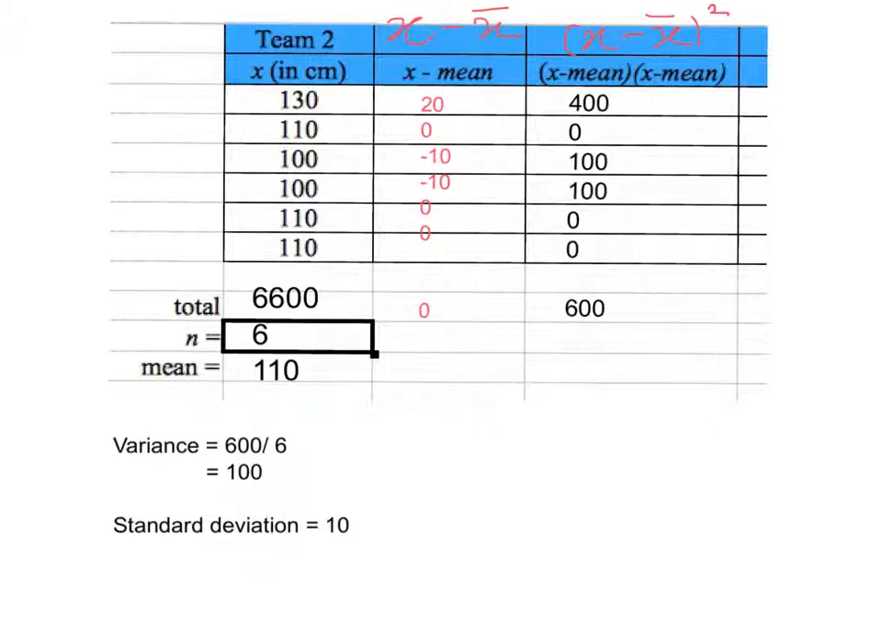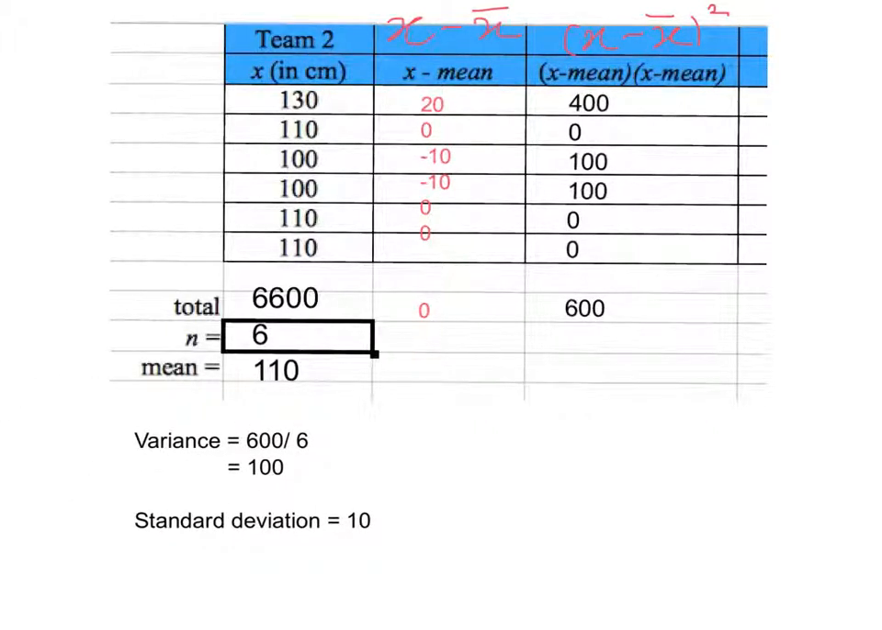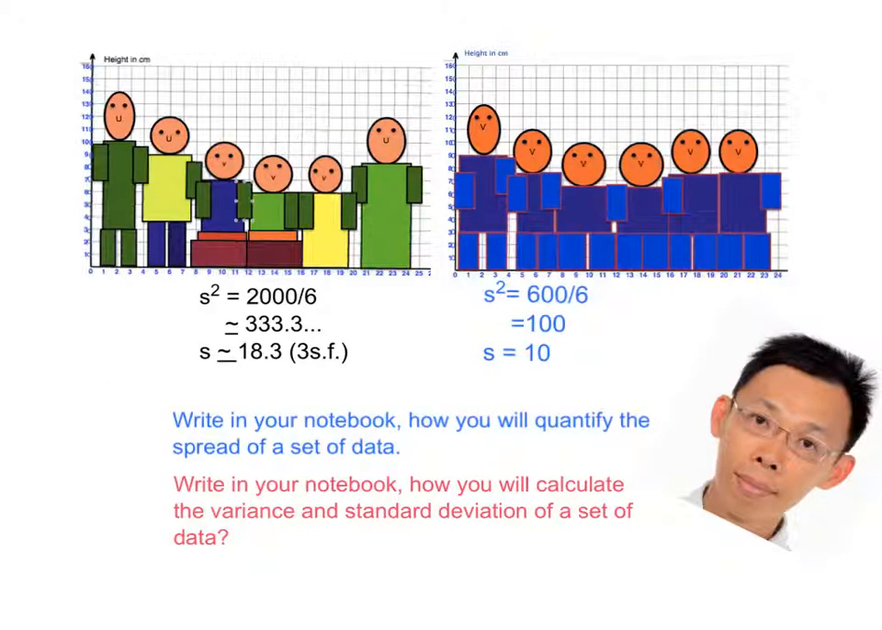The variance here is 100 and the standard deviation here is 10. The summary. We obtain that the variance for the second team is 100 compared to 333.3 for the first team, and the standard deviation for the second team is only 10 compared to 18.3 for the first team. These two values are consistent with the smaller spread of the height in the second team compared to the first.